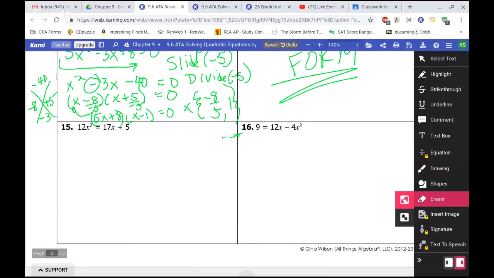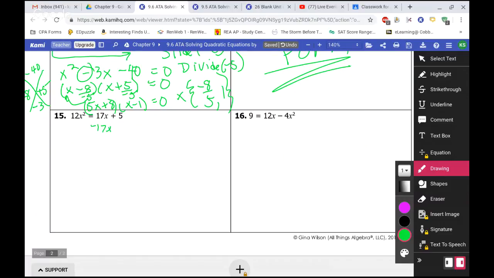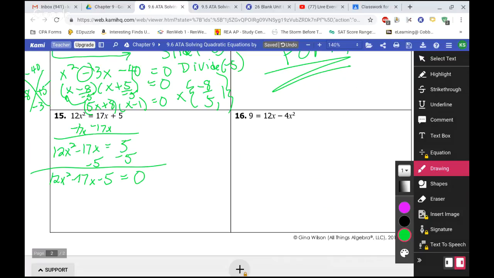I need to get 17x and the 5 over to the other side. So I'll subtract 17x. So now I have 12x squared minus 17x equals 5. And now I need to subtract the 5 because I'm trying to get a 0 on the right-hand side of the equation. Was that better, Grayson?